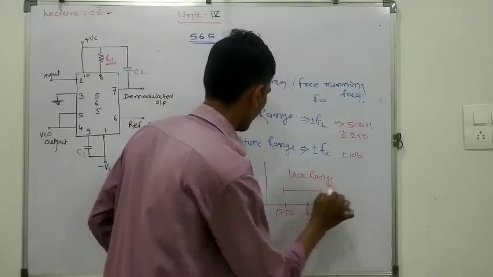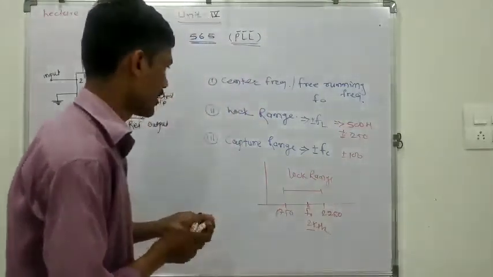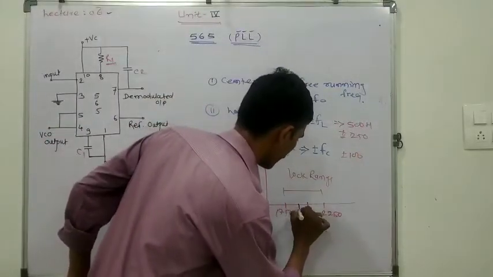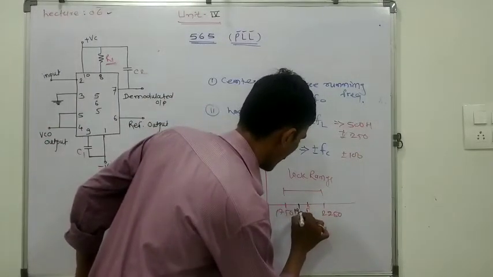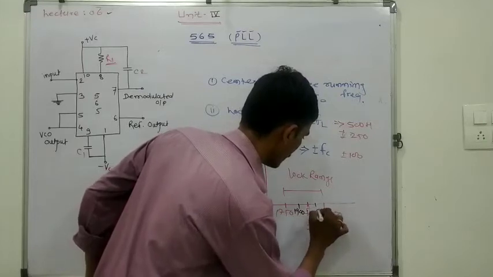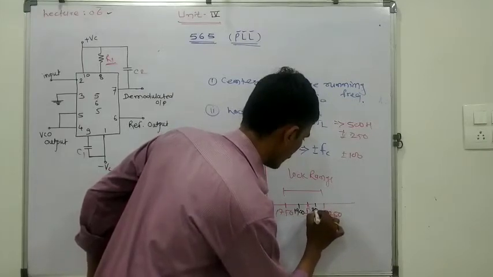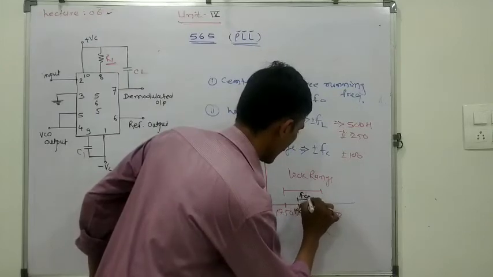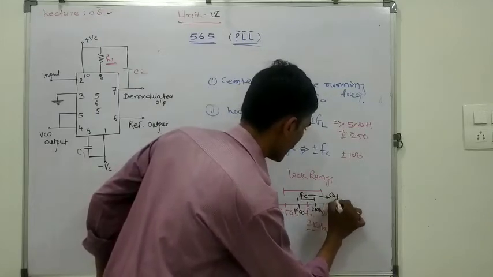Second one is capture range. What is capture range? Capture range is again FC, which is plus minus 100. So here 1900, and here 2100. So this is the FC, or we can say the capture range.